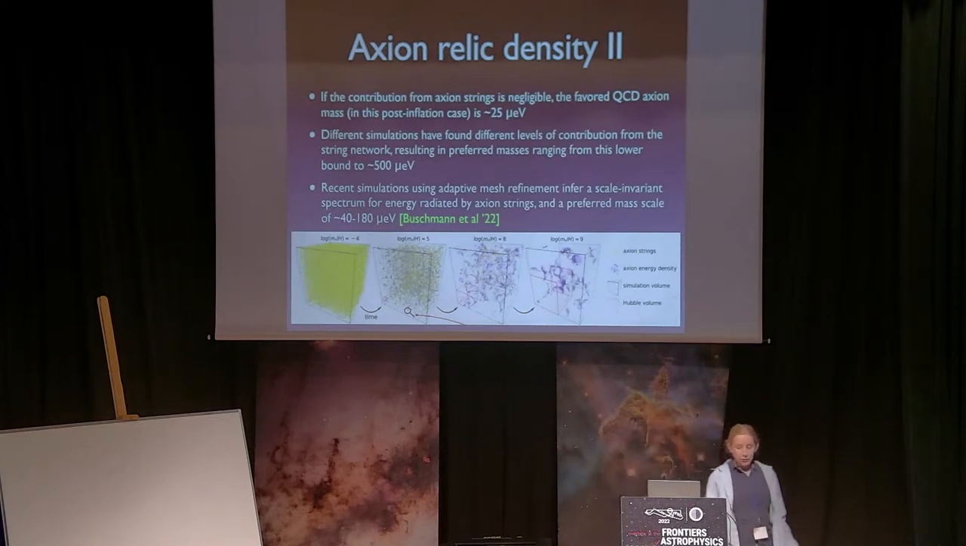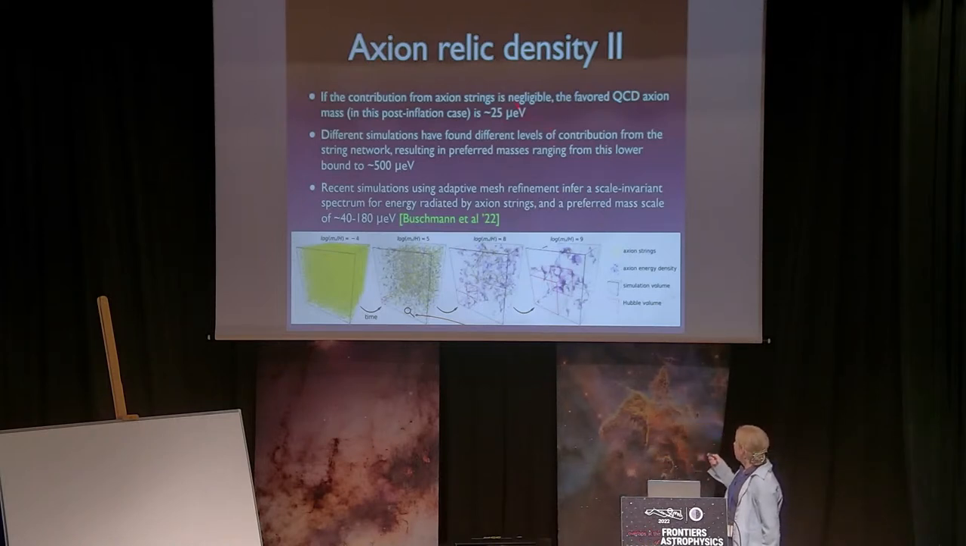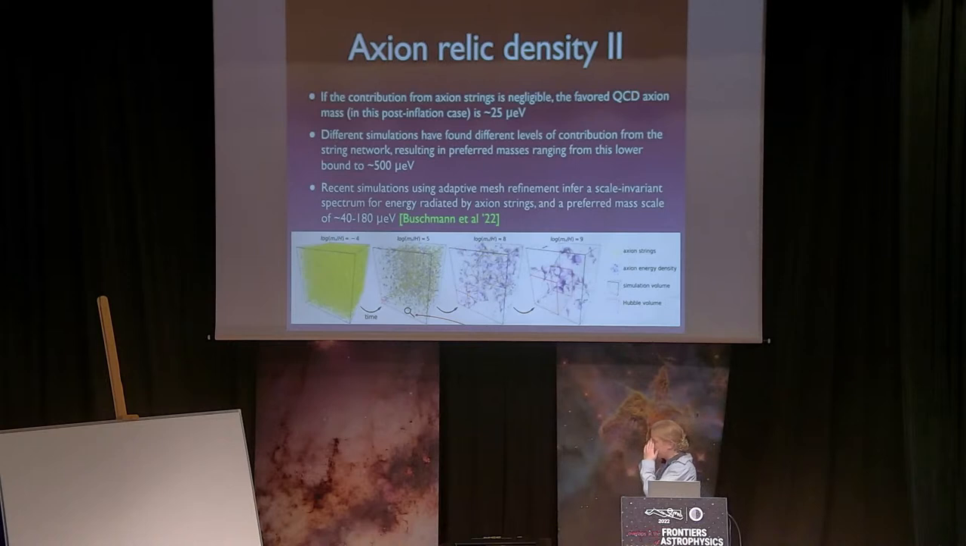So then the question is, okay, but what happens to the axion string network? How many axions do we get from decay of this complicated topological configuration? In that case, this 25 micro-eV is just a lower bound for the post-inflation case. And I said that it should be below the milli-eV scale. So different simulations have found different levels of contributions from the string network, resulting in preferred masses that go from this lower bound up to about 500 micro-eV. So the uncertainty here is more than an order of magnitude.